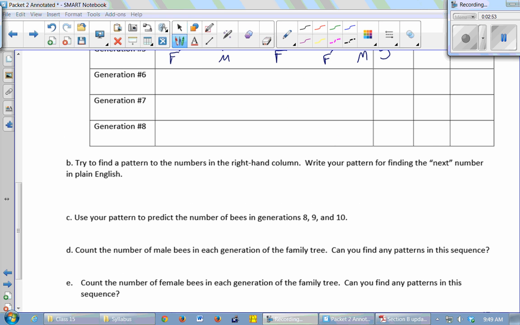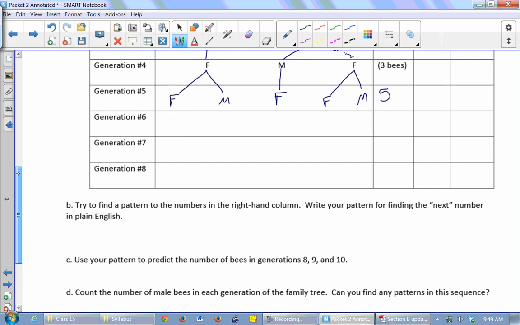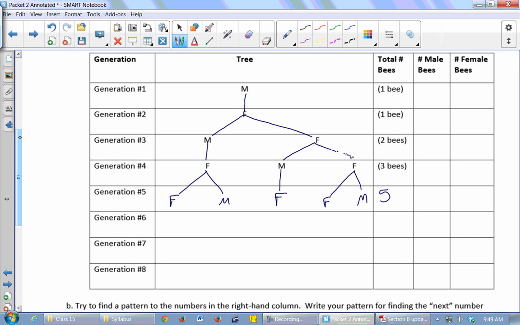Okay, so let's fill this out. The total number of bees in generation 6, what do you come up with? 8. And how about in generation 7? 13, and generation 8? 21. Okay. And then for the number of male bees in generation 1, I've got 1. And then in generation 2, there are none. There's just the one female bee. And in generation 3, there's 1 male. And in generation 4, there's 1 male. Generation 5, there are 2. And then how many were there in generation 6? 3. And then 5. And then 8.